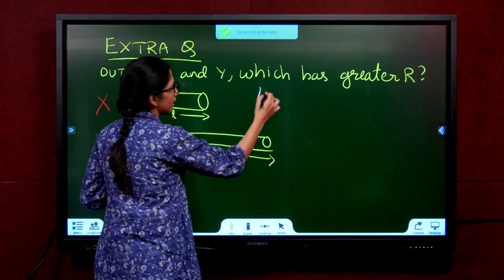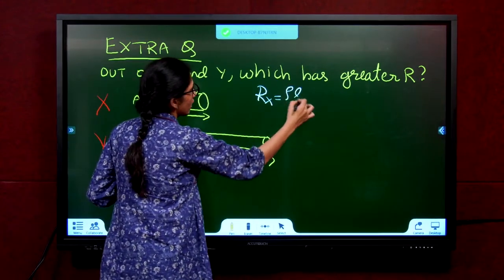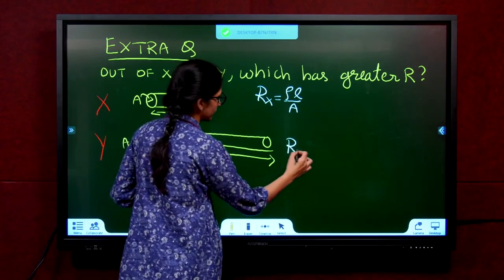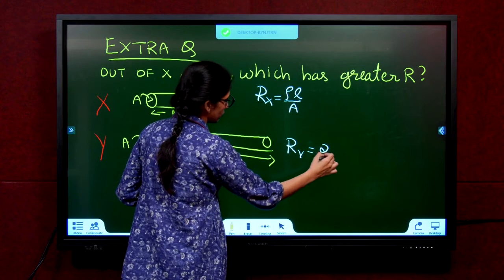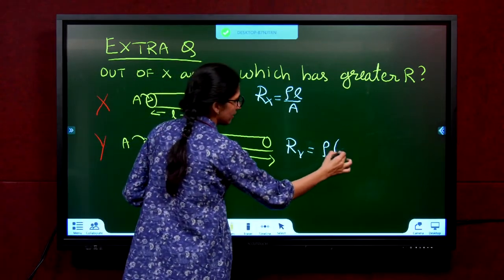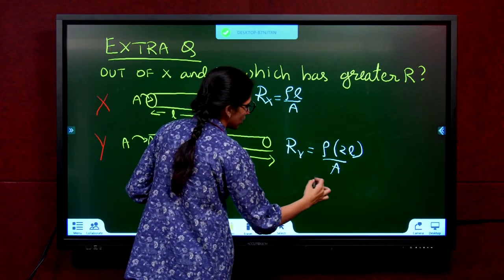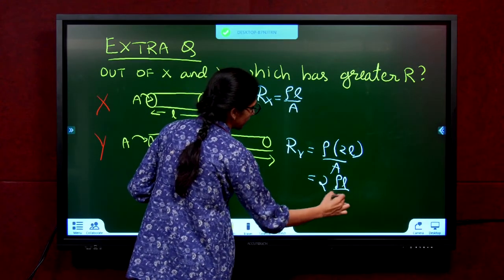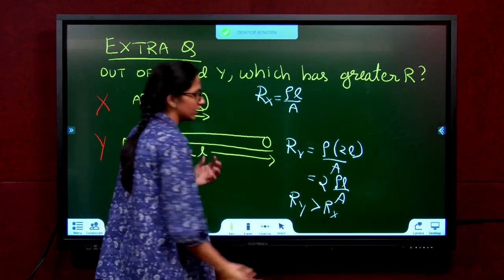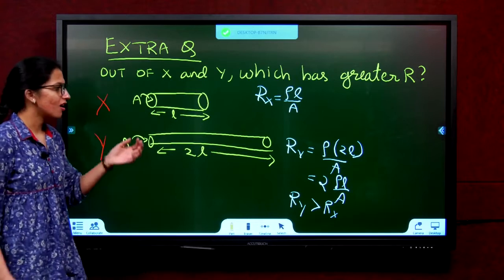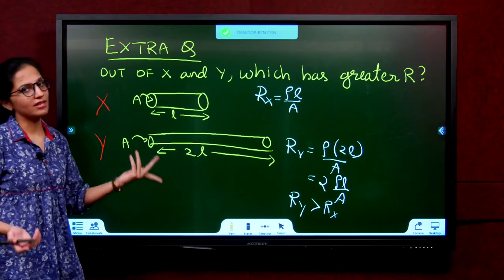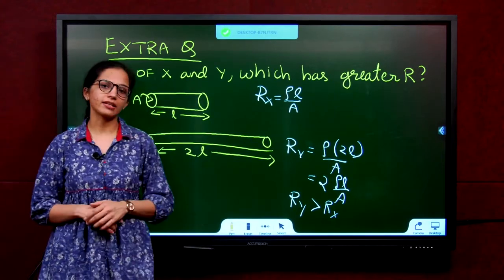So first, this is for Rx. We'll call this Rx. What is Rx? Rho L by A. What is Ry? Rho, length is 2L, by A. 2 rho L by A. Obviously Ry is greater than Rx. Why? In simple words, if you have to tell in 1 mark, more the length, more the resistance. This has more length, therefore Ry is greater, or you can derive it like this.